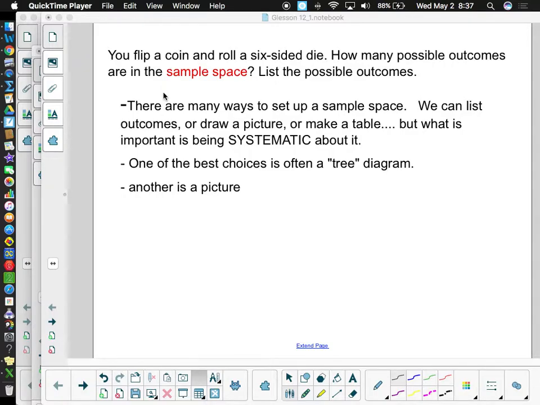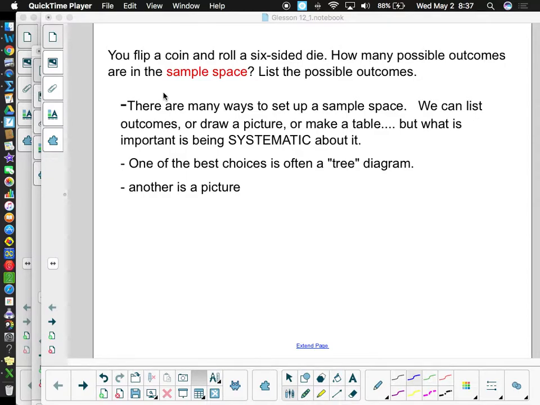Let's dive right in. You flip a coin and roll a six-sided die. How many possible outcomes are there in the sample space? A sample space is basically a list of all possible outcomes. Okay? So how do we do it? How do we create a sample space? How do we know what all the possible outcomes are?